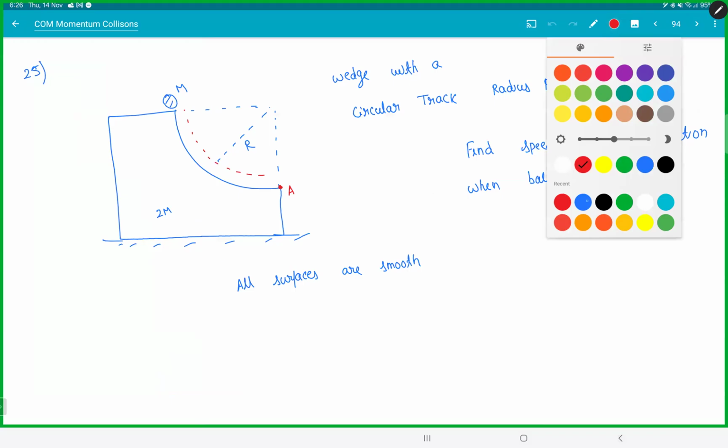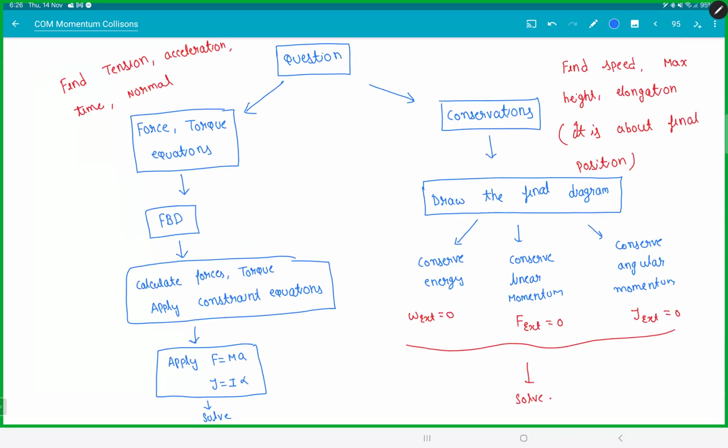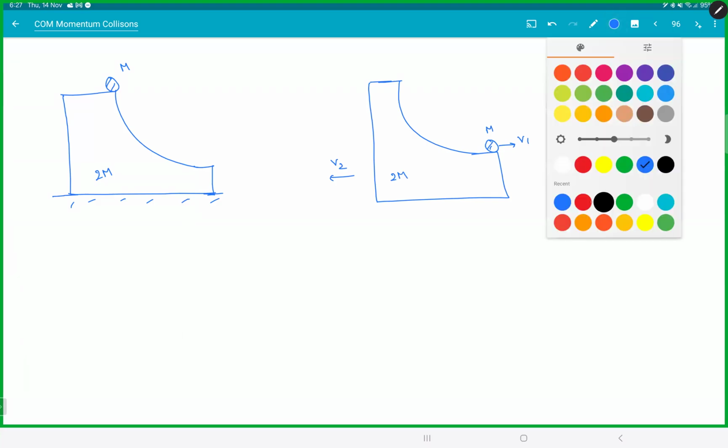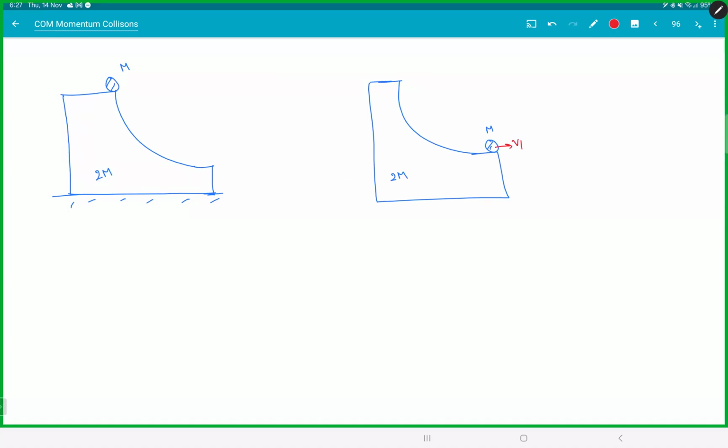Now, if you look at our question, you want to find the speed at A. It is clear I have to conserve. So draw your final diagram. Initially it is here M. This is 2M. Everything is at rest. After some time, this guy is going with V1. This guy is going with V2. There's no guarantee they'll have the same speed. So let them go in opposite directions. This is V1 and this is V2.